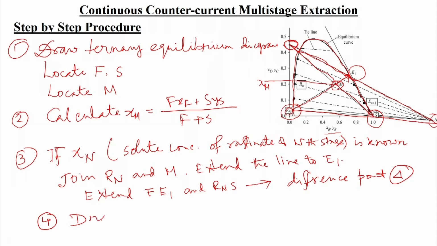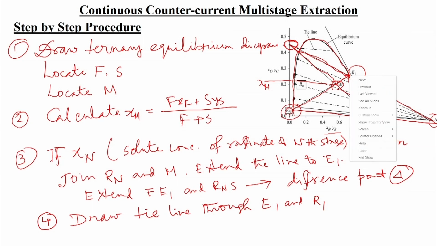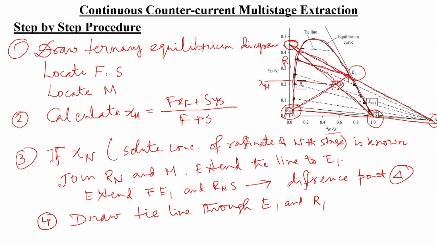So, we need to draw a tie line through E1 and R1, like this. So we have E1, and if we draw this, we can say this is the tie line. So we will be getting R1. Drawing from here on the equilibrium line, a tie line, here we will be getting this R1. Okay. So, this is the tie line, then we will be getting R1 here.